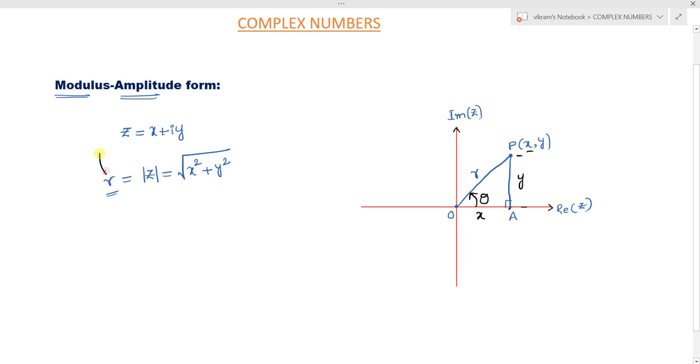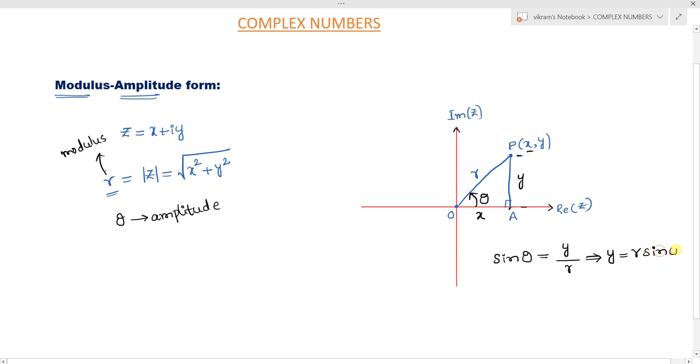So here r is the modulus and theta is the argument or amplitude of the given complex number. Now considering sine theta, what do we get from this? Sine theta equals opposite by hypotenuse, which is r. So we can write y equals r sine theta.